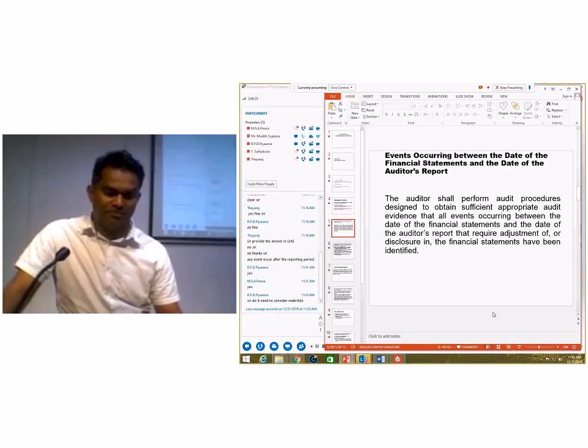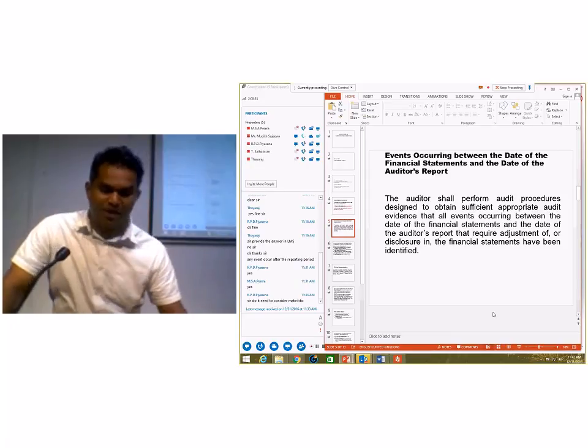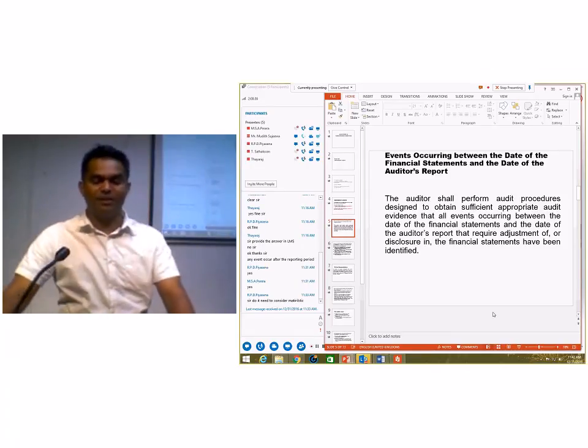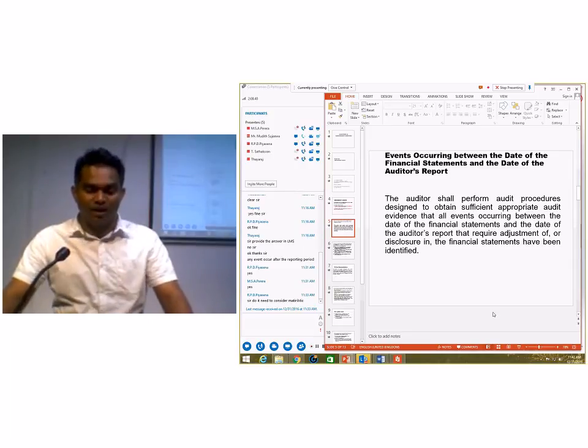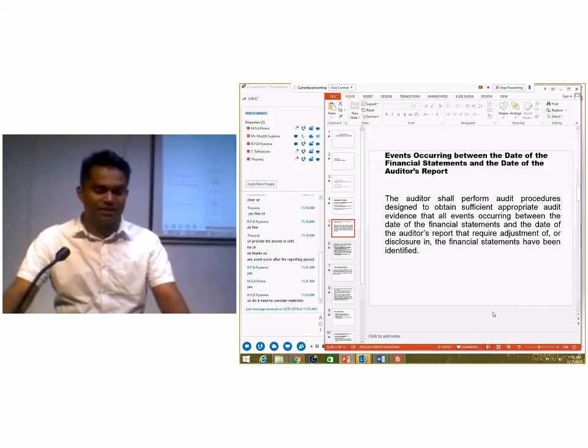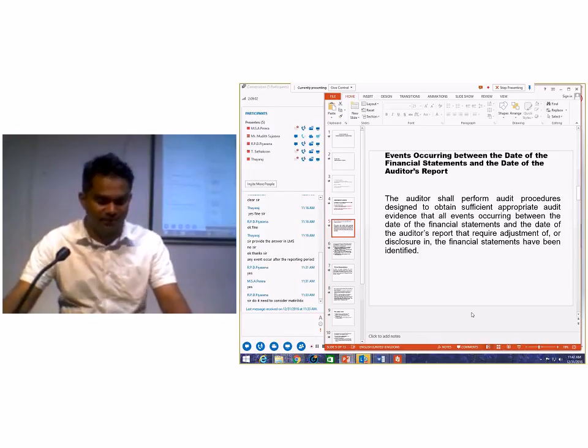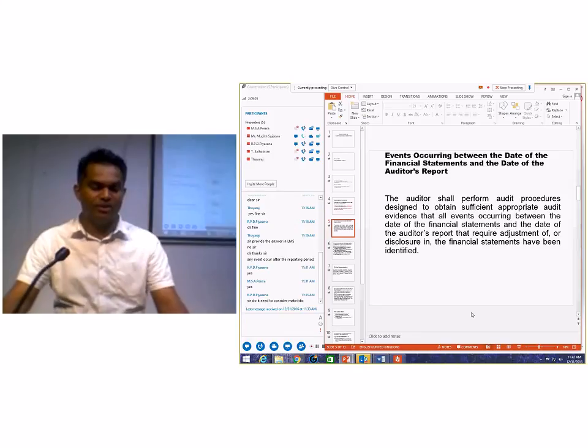It's the management's responsibility to make the adjustment, but again the auditor's responsibility is to collect sufficient and appropriate audit evidence that all events occurring between the date of the financial statements and the date of the auditor's report that require adjustments or disclosure in the financial statements have been identified. That is, very basically, identify the subsequent events and make sure that all the adjustments or disclosures, as and where appropriate, have been done in the set of financial statements, so you should collect sufficient and appropriate audit evidence. So this is the core concept on subsequent events.